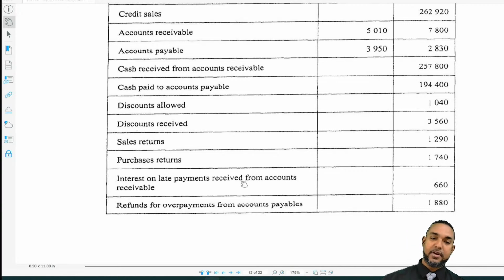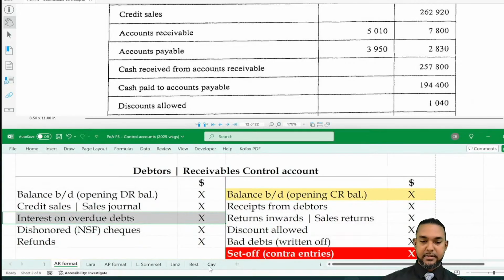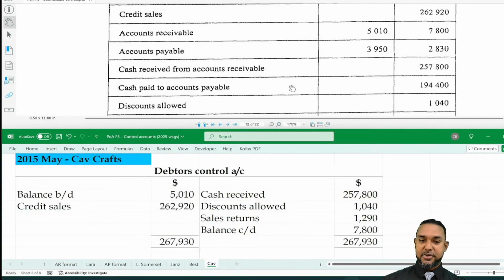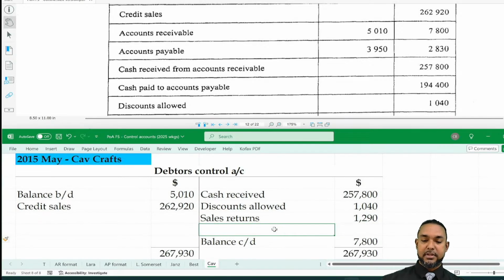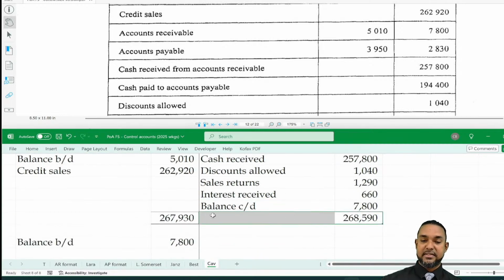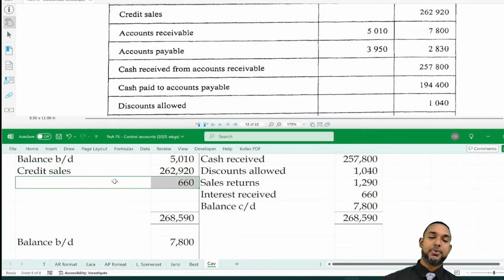Now, if it is the interest being received, then it will go on this side across here, with the cash receipts. You can make a separate line for it. But if we do that and put the interest received, 660, what happens is that this doesn't balance. So to make it balance, we have to put 660 on this side. But what is this 660? And then they would just say, well, that's just when you charge the interest.